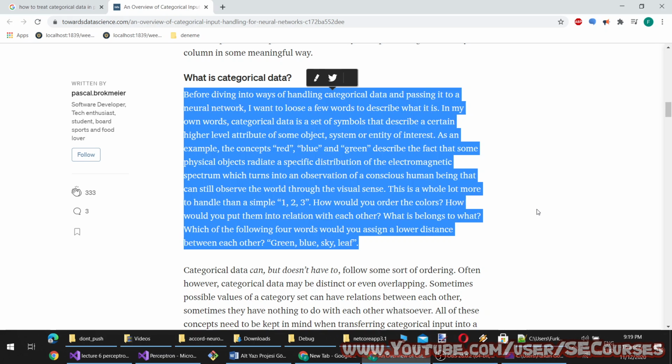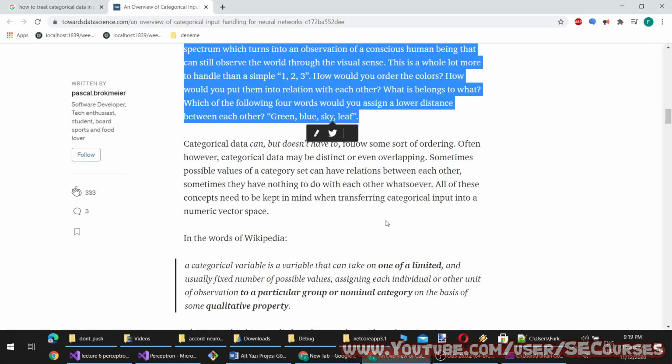How would you order the colors? How would you put them into relation with each other? What belongs to what? Which of the following 4 words would you assign a lower distance between each other? Green, blue, sky, leaf.